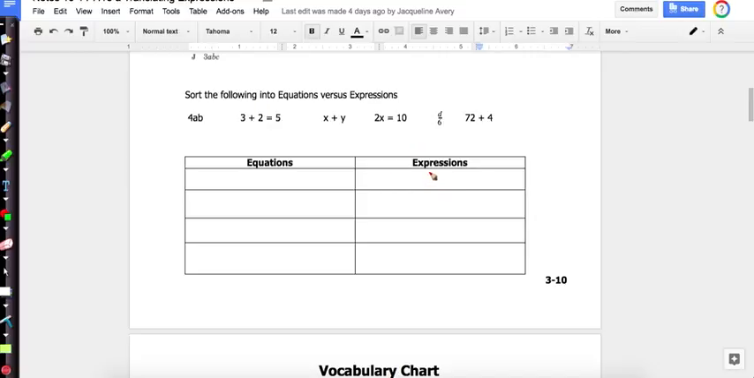So 4AB is an expression. 3 plus 2 equals 5 is an equation because it has an equal sign. X plus Y, expression. 2x equals 10, equation, because it has an equal sign. D divided by 6, expression. And 72 plus 4, expression. So notice all the equations have an equal sign, all the expressions do not. Turn the page.